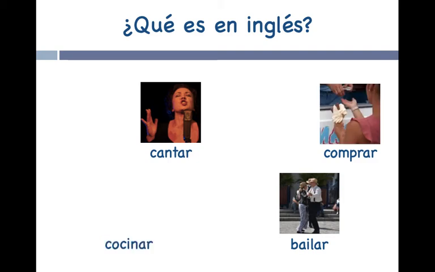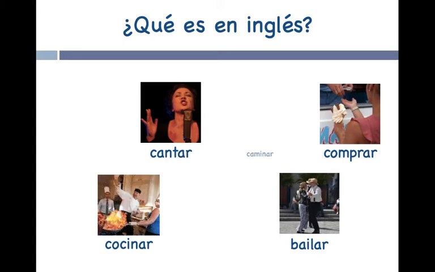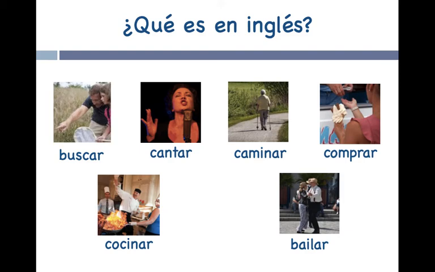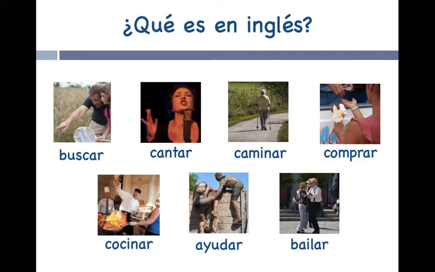Cocinar. To cook. Caminar. To walk. I came over to your house by walking. Buscar. Good. To look for. You remembered that clue. Look for the bus. Look for the car. And finalmente, ayudar. ¿Qué significa en inglés? To help or to aid.